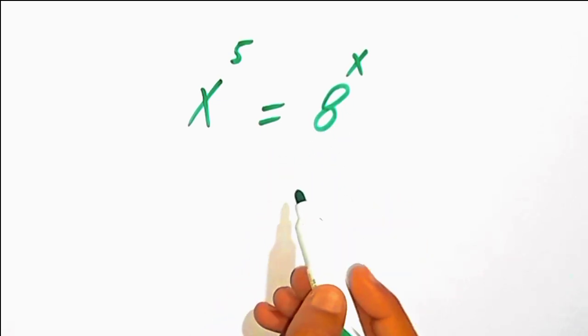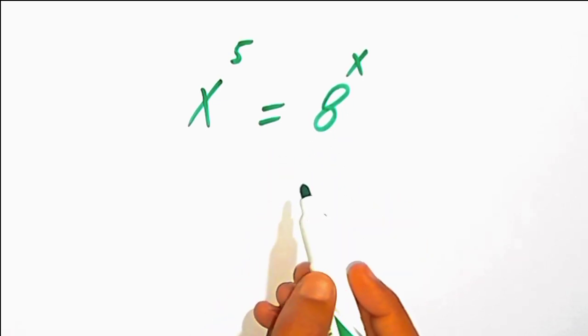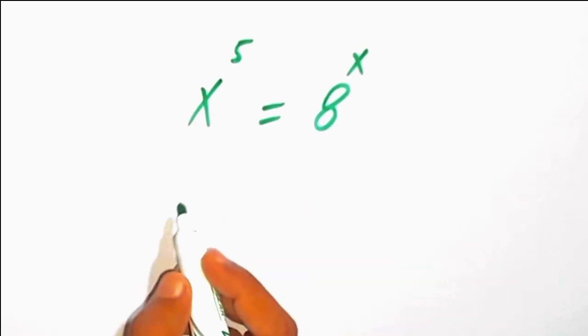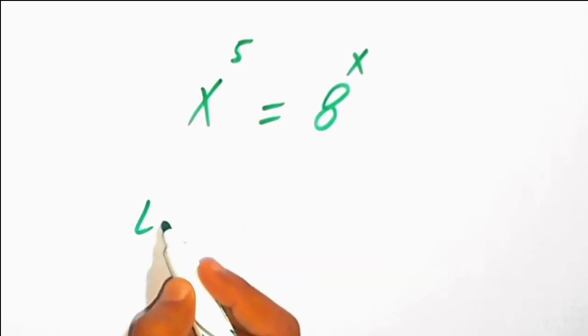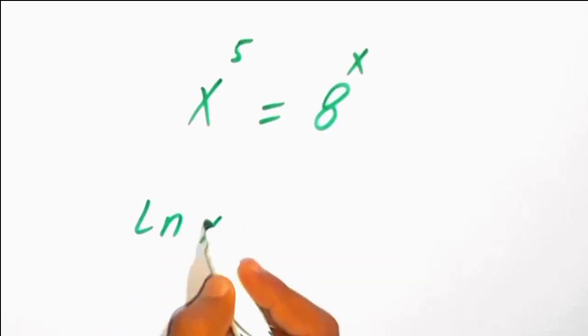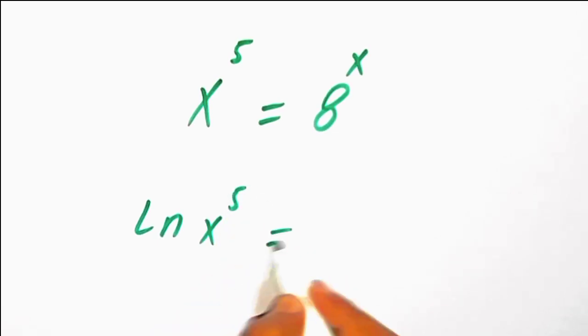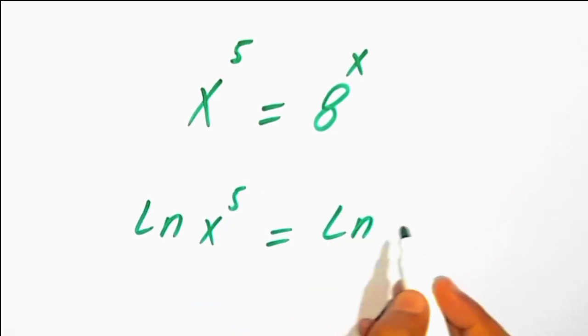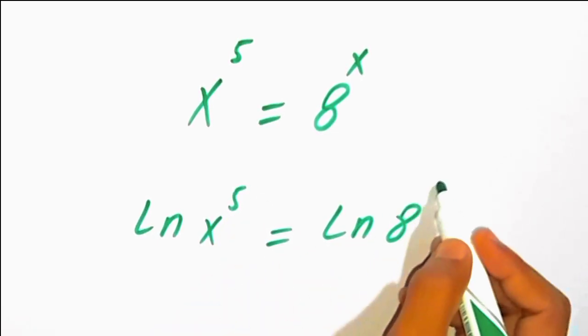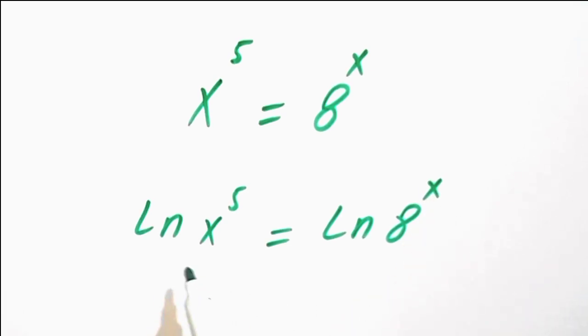Firstly, we take the natural logarithm on both sides. So we take ln on both sides. So ln of x to the power 5 is equal to ln of 8 to the power x.